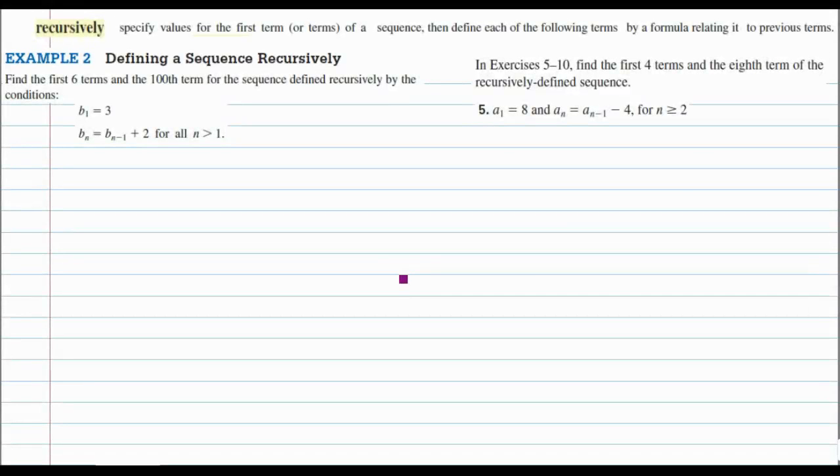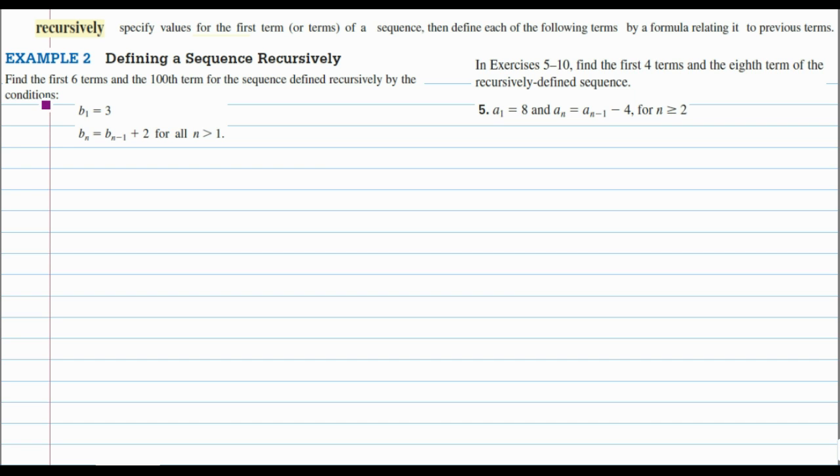This is the screencast for section 9.4, example 2. We're going to look at a sequence again, but this time recursively defined. So a recursively defined sequence specifies values for the first term of a sequence, then it defines each of the following terms by a formula relating it to previous terms.